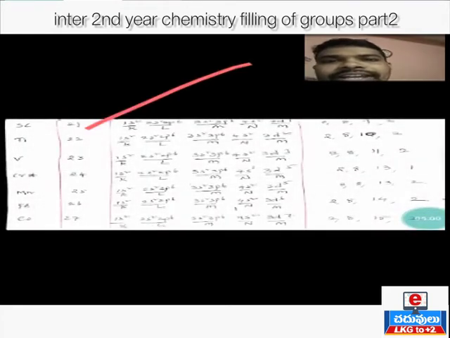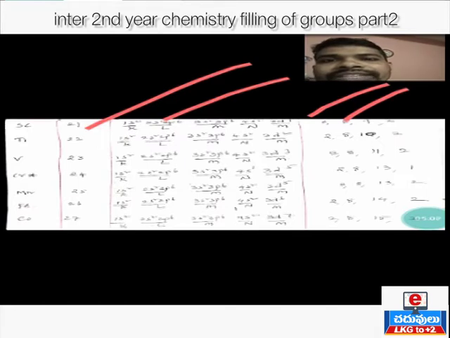K shell contains 2 electrons. L, 2s 2p belongs to L. Total how many electrons are present in L? 2 plus 6, 8. And 3s 3p belongs to M. 3d also belongs to M. 3s 3p 3d belongs to M.